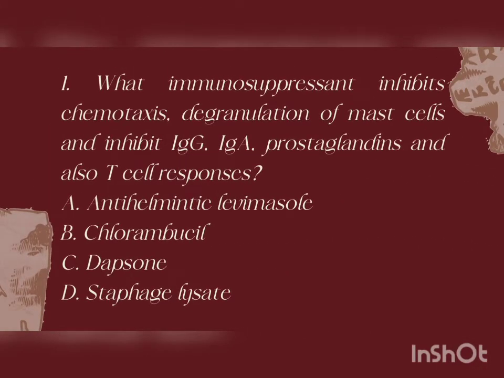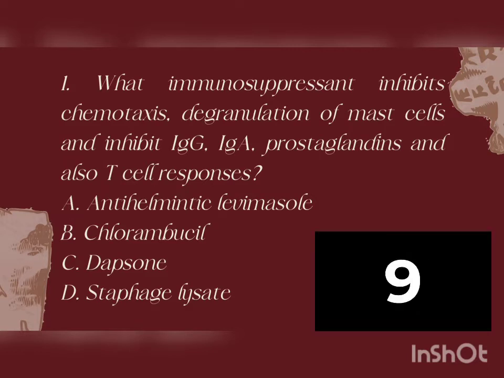Number 1. What immunosuppressant inhibits chemotaxis, degranulation of mast cells, and inhibits immunoglobulin G, immunoglobulin A, prostaglandins, and also T cell responses? A. Antihelmintic levamisole. B. Chlorambucil. C. Dapsone. D. Staphage lysate.